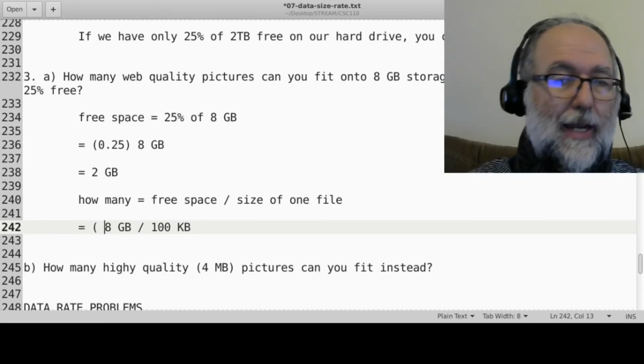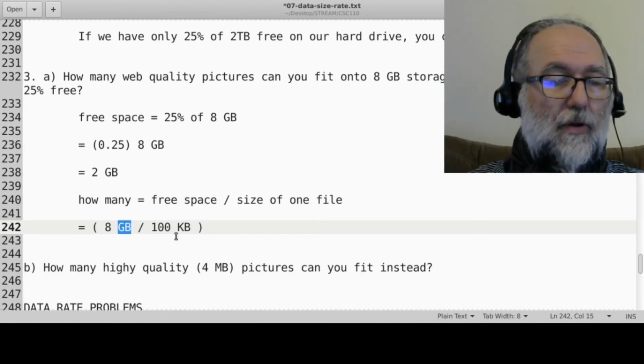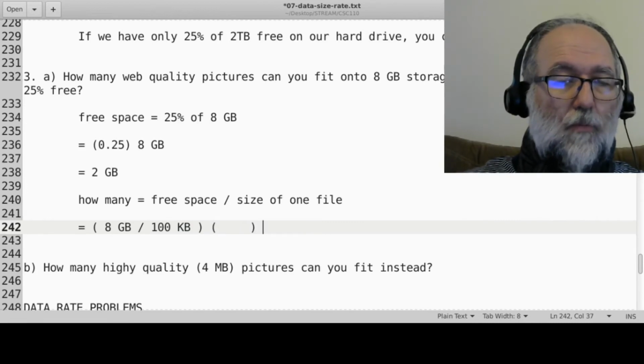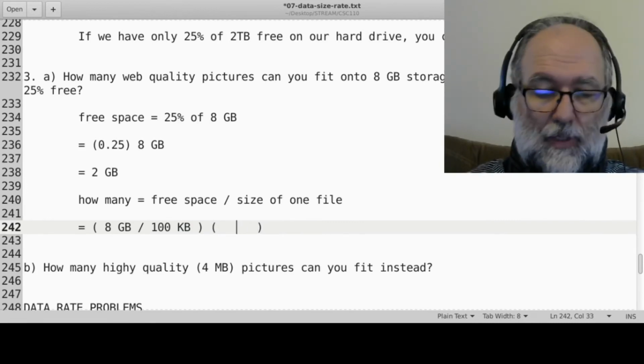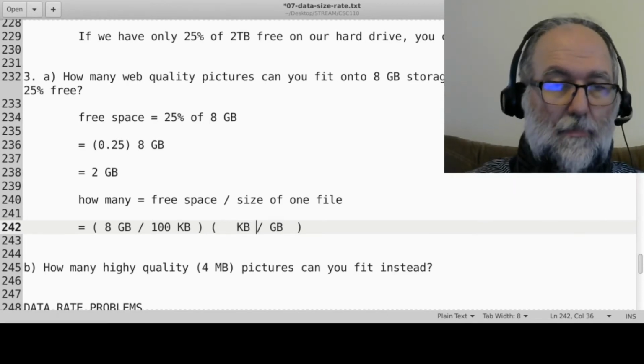Now you take a look at that and you say, okay, I've got to convert the units because I've got gigabytes in the numerator and kilobytes in the denominator. And you say, well, how do I do that? Well, we want to get rid of gigabytes, so we'll put the gigabytes in the denominator here, and we want to go to kilobytes up here.